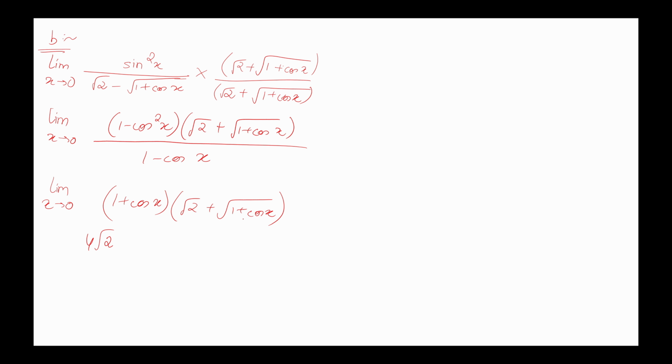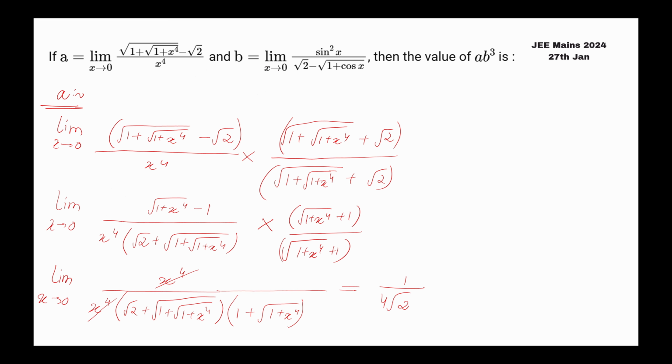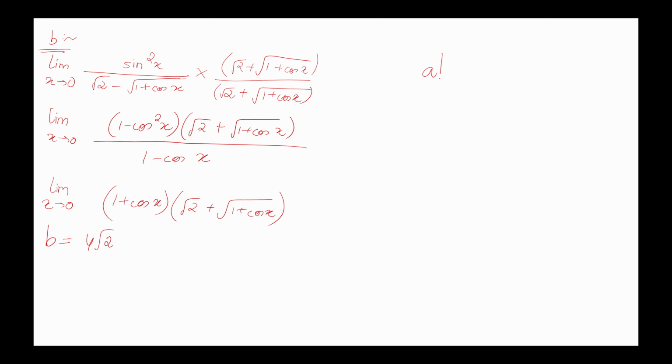This becomes 2, this becomes yes. So this is 4 root 2. So my B value comes out to be 4 root 2. And what was asked to us in the question? We had to find out AB cube. So if we have to find out AB cube, how can we find it out? It would be 1 by 4 root 2 into 4 root 2 into 4 root 2 into 4 root 2. This and this gets cancelled out, so we get our answer to be 32.